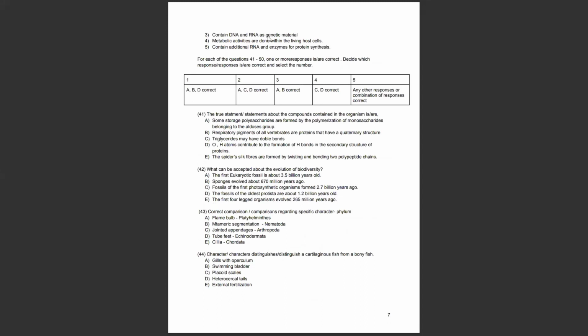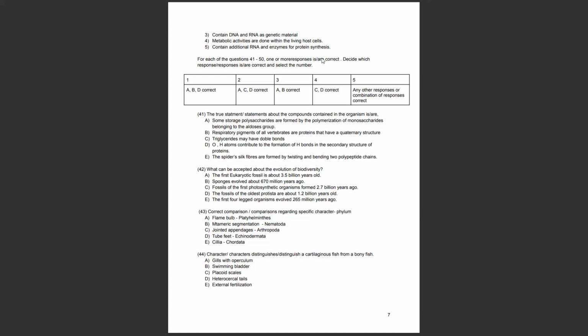Contain DNA and RNA as genetic material. දෙකම නෙවෙයි, contain either DNA or RNA. Metabolic activities are done within the living host cell. Yes, that is correct. Contain additional RNA and enzyme for protein synthesis? නෑ. හරිද? host කෙනෙක් ගාවට ගියාම host එකේ තියෙන ටික එයා අයිති කරගෙන එයා වැඩේ කරගන්නවා. So the answer should be the fourth answer.